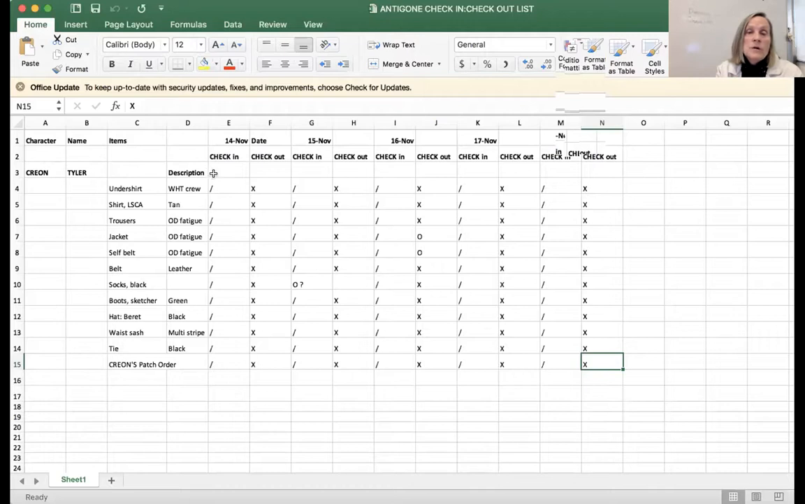Is his white undershirt here? Check. Is his shirt? Check. Slash. Yes, trousers. Yes, jacket. Yes, whatever, okay? And then when it comes back in after being worn, the X is completed.